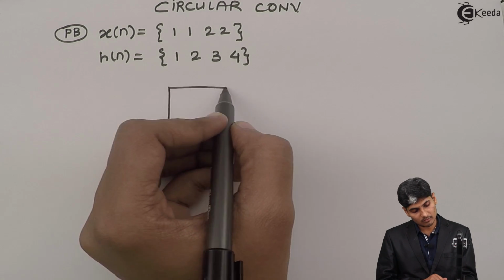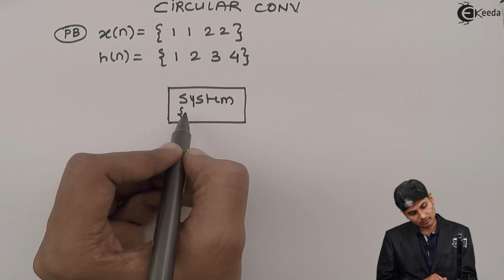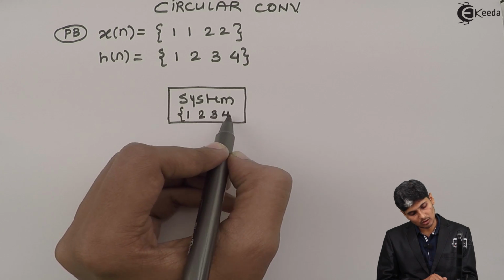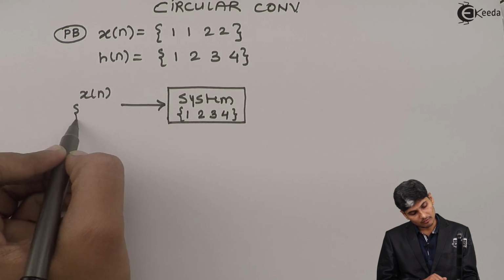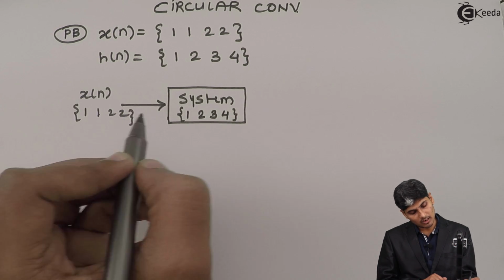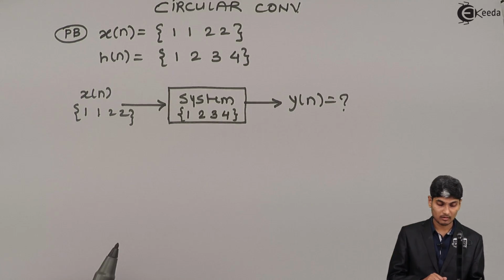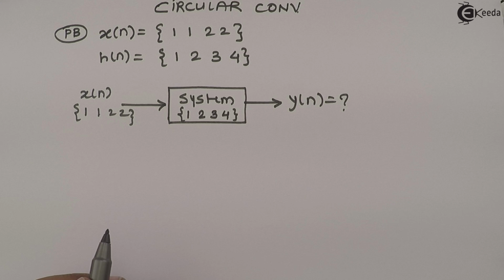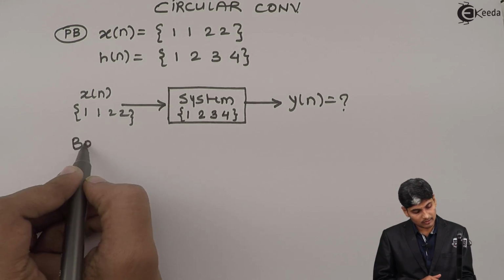So, the system that we have today has a sequence of 1, 2, 3, 4, and to it I am giving an input x of n which is 1, 1, 2, 2, and we want to find what is y of n.